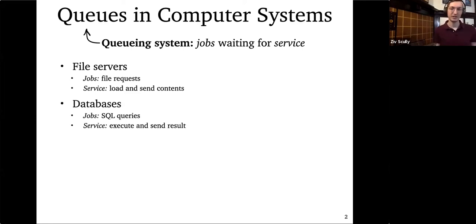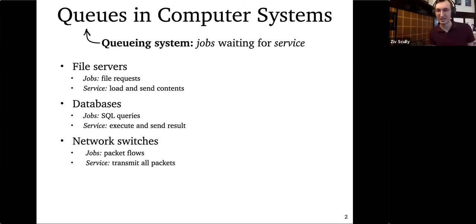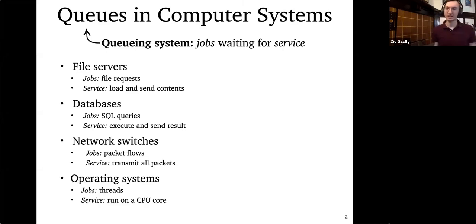Another, similar example is databases. A job is a SQL query that's sent to the database. Serving that job means executing the query and sending the result back. And these sorts of queuing systems appear all over the place. You can think of network switches as a type of queuing system, or operating systems or certain aspects thereof. So queues show up all over the place in computer science.